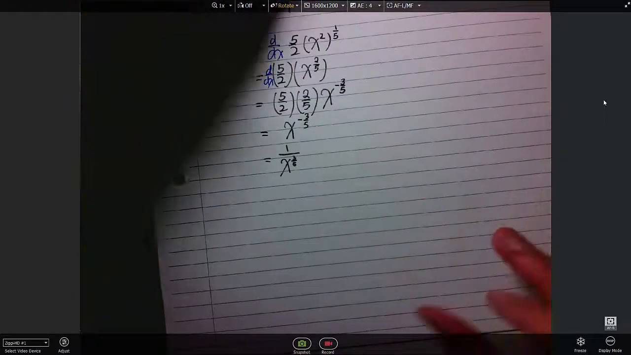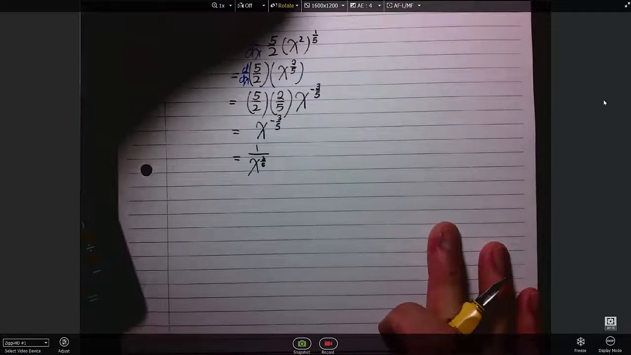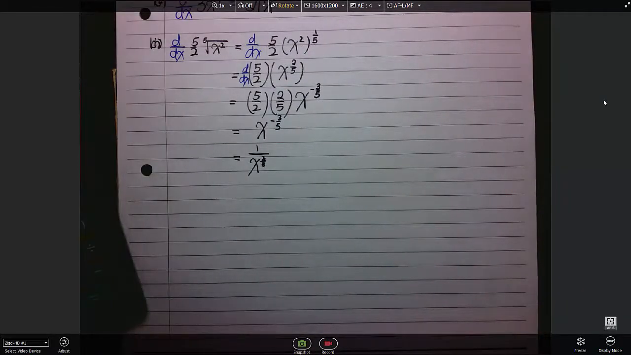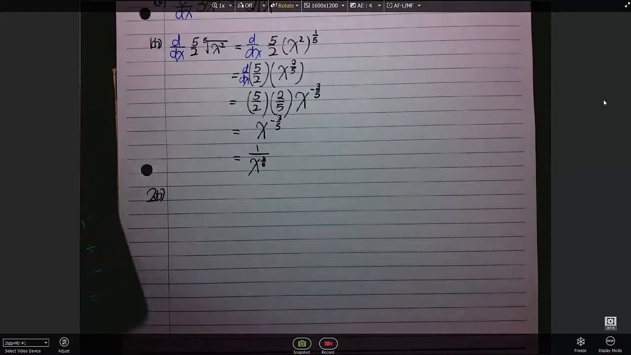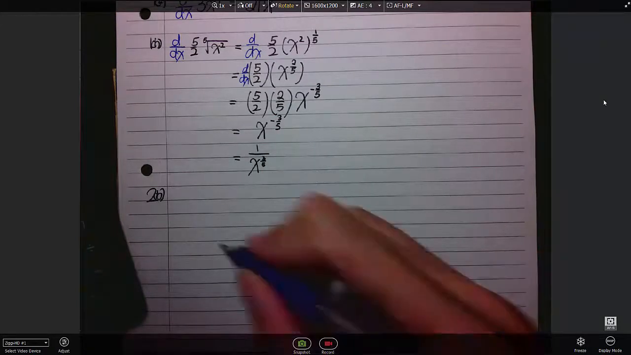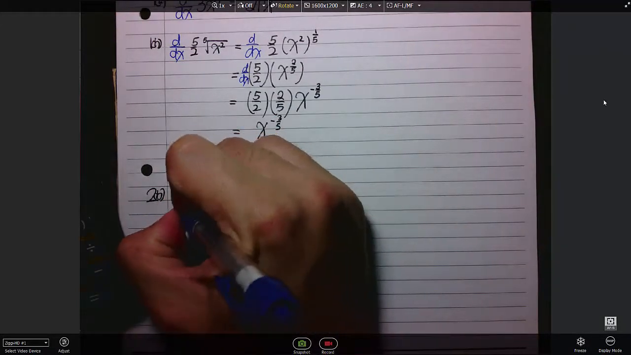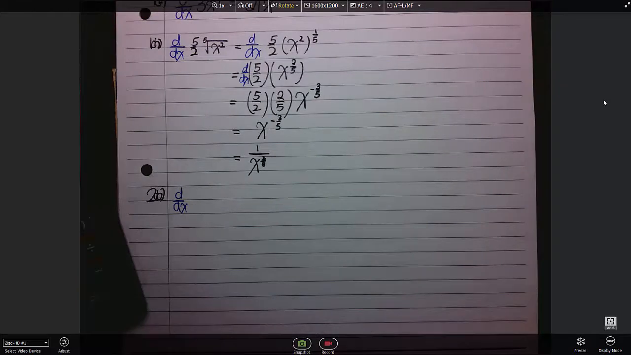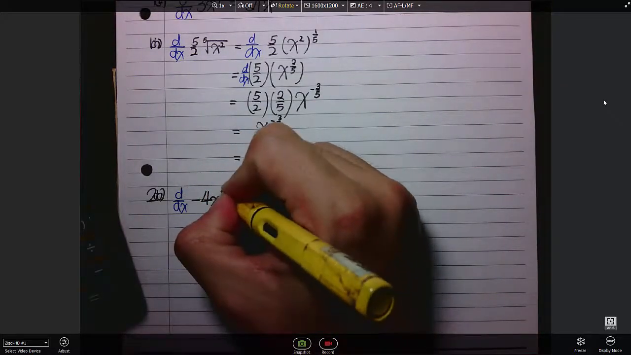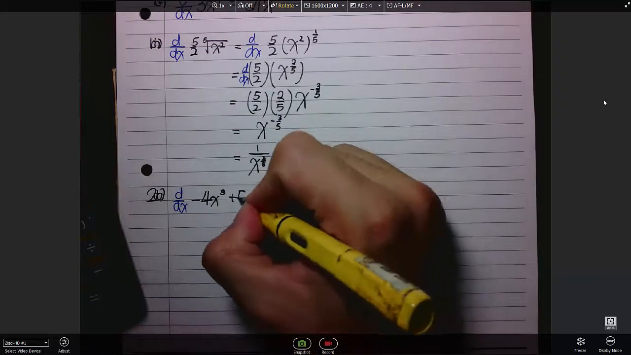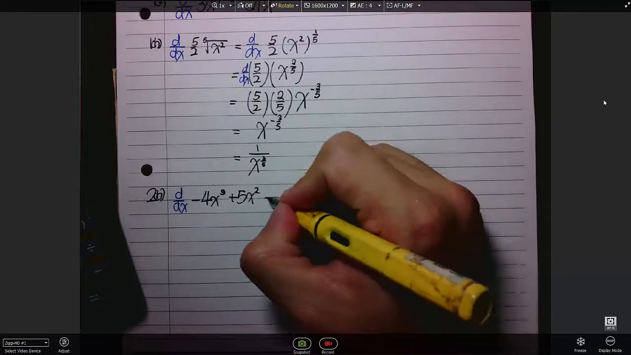Now let me go on to the next question, which is question 2b. 2b states this: differentiate the following. The following is negative 4x cubed plus 5x squared minus 12. Same idea as we have done so far. I show that I'm differentiating, so I say I differentiate with respect to x negative 4x cubed plus 5x squared minus 12.